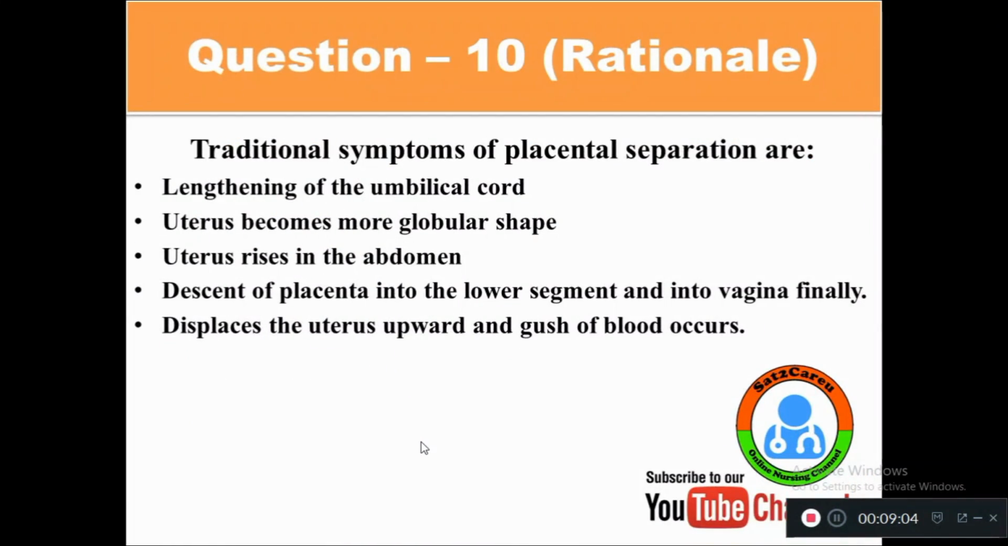Let's see the rationale. Traditional symptoms of placental separation are as follows: lengthening of the umbilical cord, the uterus becomes more globular in shape, the uterus rises in the abdomen, descent of the placenta into the lower segment and into the vagina, which finally displaces the uterus upward, and a gush of blood occurs.